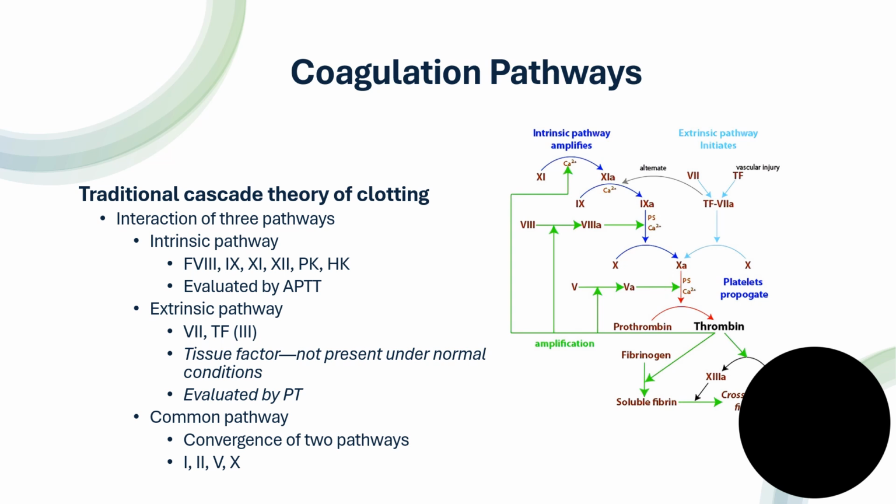Activated factor 10 converts prothrombin, factor 2, into thrombin. Then thrombin converts fibrinogen into fibrin, which forms the mesh that stabilizes the clot. And factor 13 cross-links the fibrin to create that insoluble clot. This system ensures rapid and controlled clot formation following vascular injury. And each of these pathways is evaluated by screening tests such as PTT and PT, which we will discuss in a later slide.